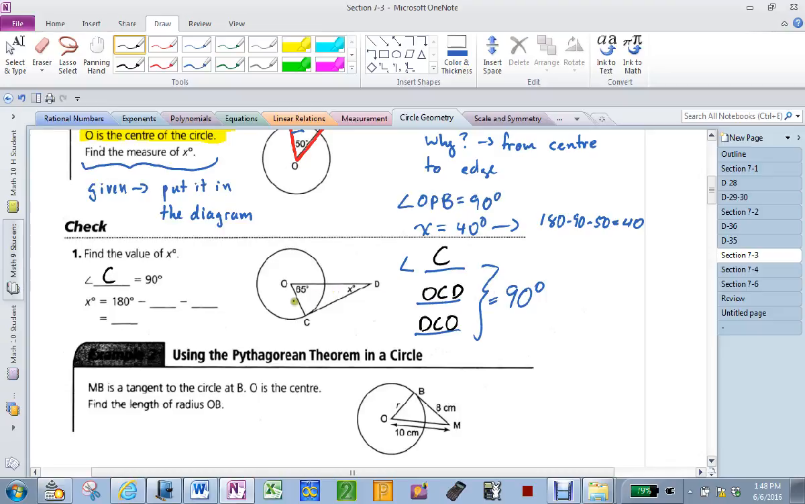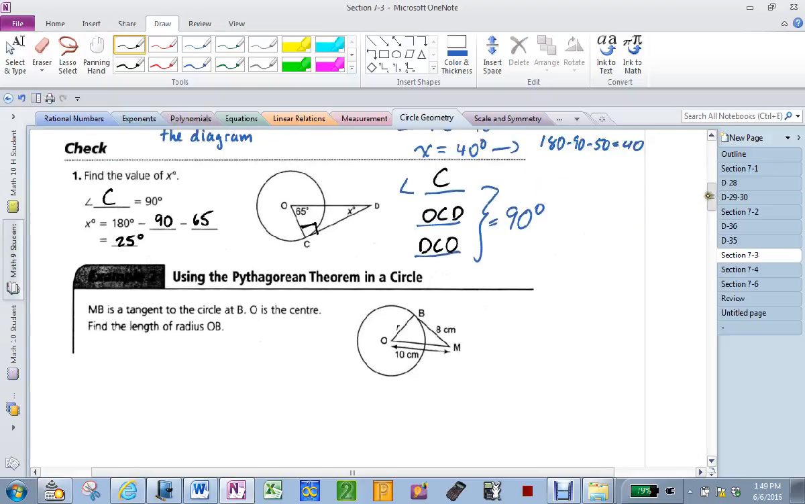Now, what is angle X? Once I know that that's 90, I can draw it in. And what do I now know X is? 180 minus 90 minus 65, so X must be 25 degrees. Did we need a protractor? No. Everybody good? Excellent.